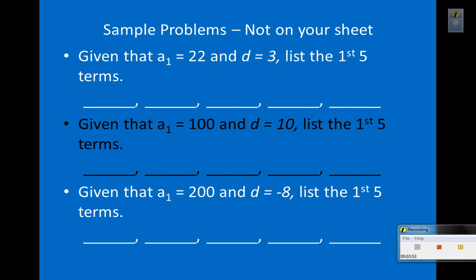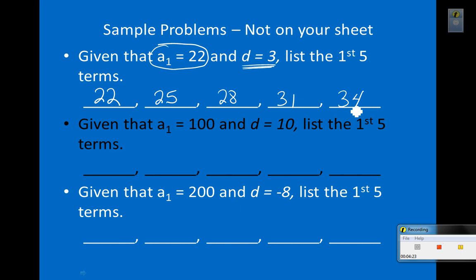This is not on your note sheet either, but let me show you my little pattern here. Given that a sub 1 is 22 and D equals 3, list the first 5 terms. Well, you're told what the first term is. It's 22. D is 3, so you're going to add 3 every time. So 25, 28, 31, and 34. That's all there is to it so far.